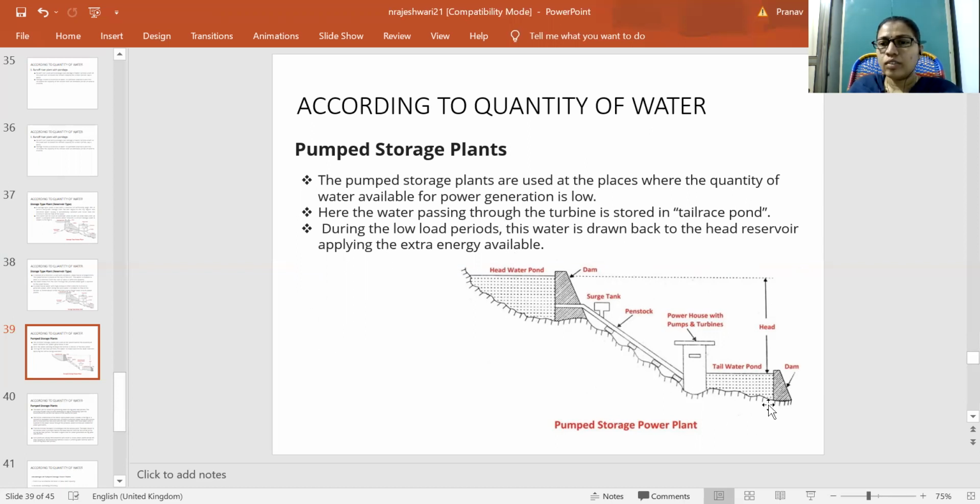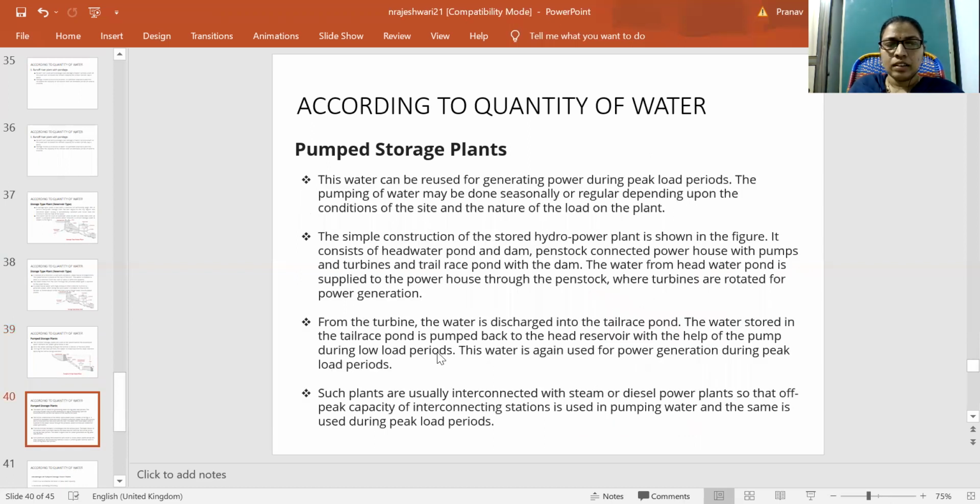So this is the tail water pond. This is a pump to the head water pond, for applying the extra energy availability. And coming to the pumped storage plants, this water can be reused for generating power during peak load periods.